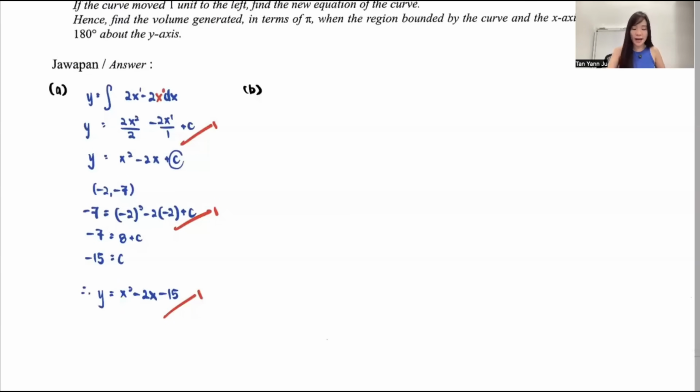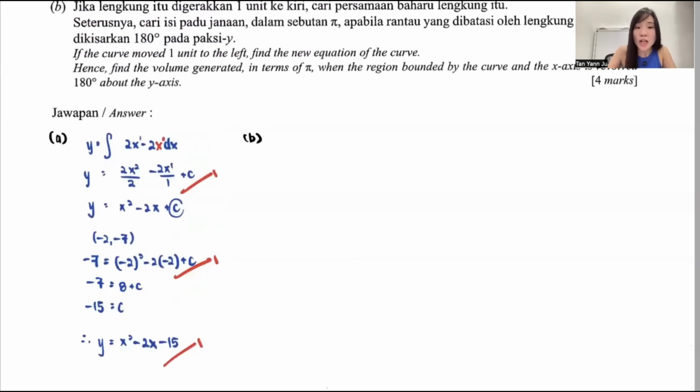Okay, B, listen carefully. They say if the curve moves 1 unit to the left. So guys, they are trying to tell me the whole curve moves 1 unit to the left side. Find the new equation of the curve. I'll teach you this first before we continue reading the rest, yeah?